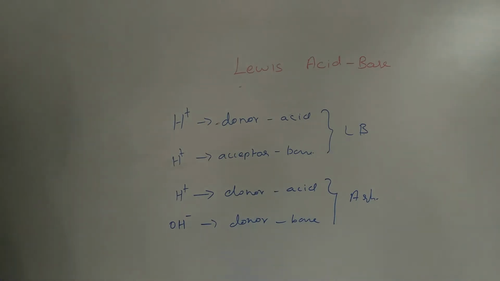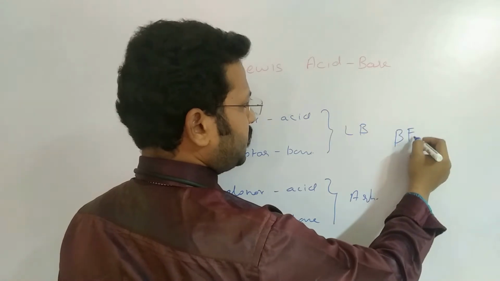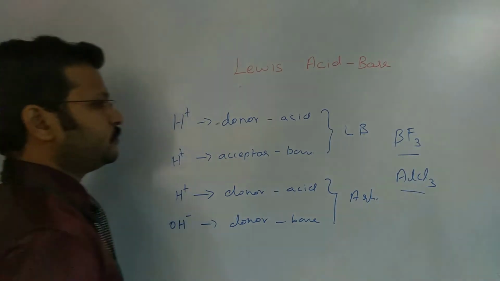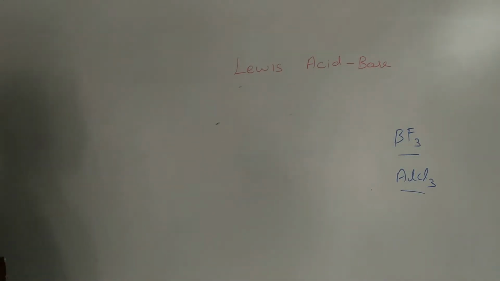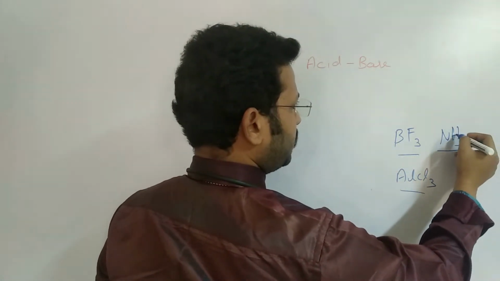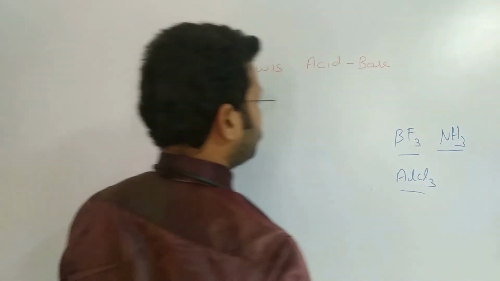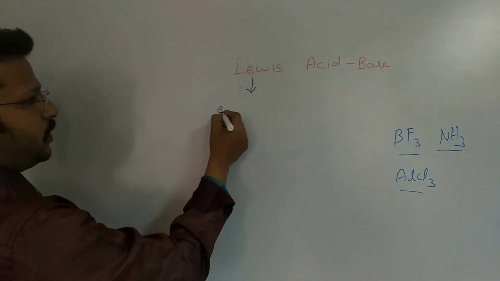But if my compound does not have any H plus or OH minus, how can I determine whether it is an acid or a base? A good example is BF3, AlCl3 and so on. And we have compounds like NH3, which will act as an electron donor. So in the Lewis acid base concept, we have the electron donor acceptor concept.